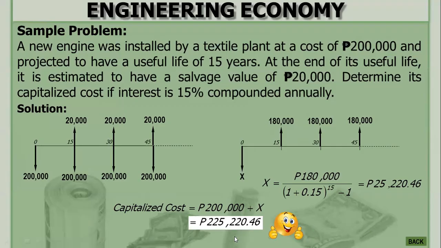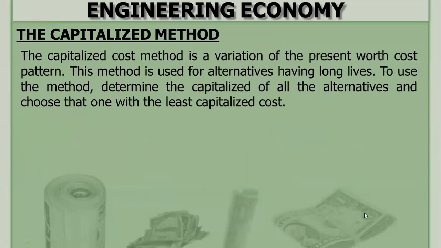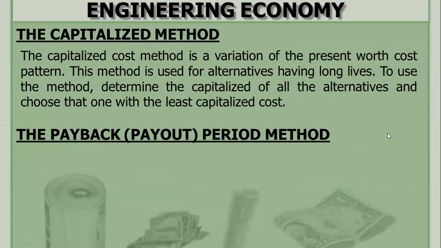And the third case is a combination of 1 and 2: replacement plus maintenance and or operation. So it's the same. So that's how you compute capitalized cost. So that is the capitalized cost.